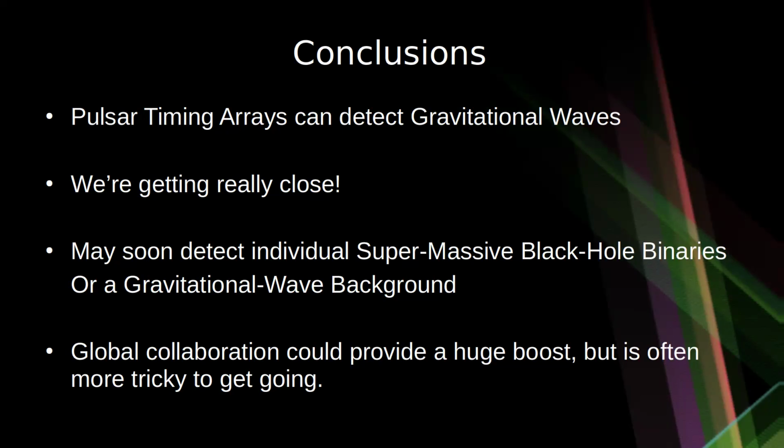This is Kim Wang. Yeah, I would like to ask a question about your conclusion that the third point may soon detect individual supermassive black hole binary or a background. For a single source, there should be something like the dipole anisotropy, but so far there's no detection of this anisotropy. So does it mean there is likely a background, an isotropic background?